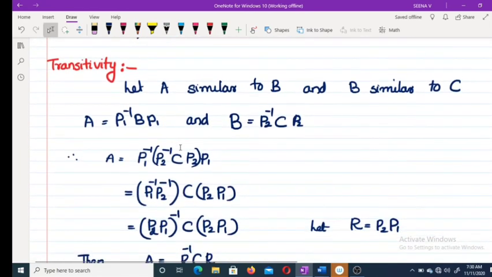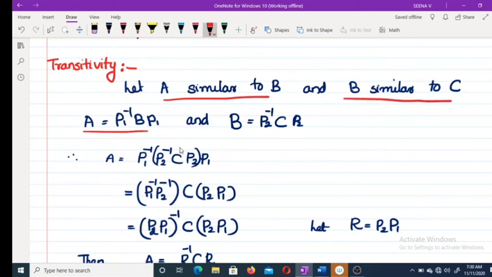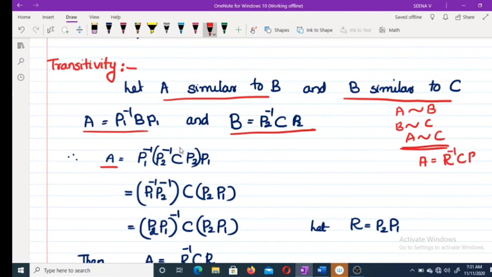Now move on to transitivity. We have A is similar to B and B is similar to C. Therefore, we can write B equal to P2 inverse CP2. Now, suppose A is related to B and B is related to C, and we have to prove that A is related to C, that is, A is similar to C. We have to prove that there exists an invertible matrix R such that A equals R inverse CR.